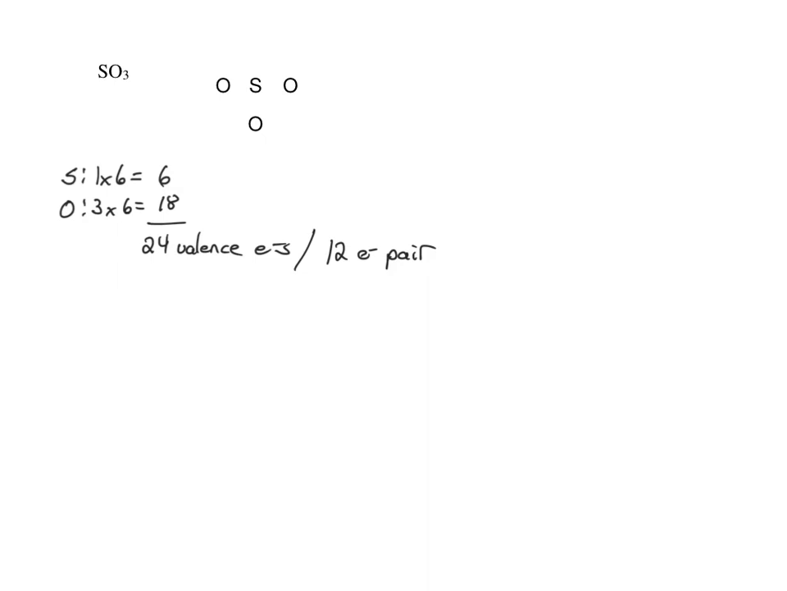When we count up valence electrons in sulfur trioxide, we see we have 24 valence electrons, 12 electron pairs. We connect up the atoms, and now we complete the octet of the outside atoms. So far we've used 3 of our 12 electron pairs. So that's 3, 4, 5, 6, 7, 8, 9, 10, 11, 12. When we look at our outside atoms, we see each of the outside atoms has 8 valence electrons.